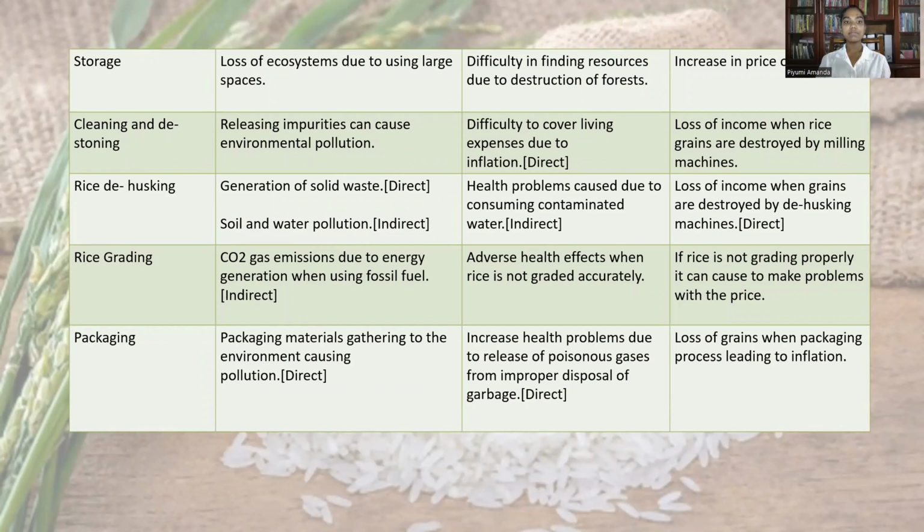In the packaging step, the last step, we can get as an environmental consequence packaging materials gathering in the environment causing pollution. Increased health problems due to release of poisonous gas from improper disposal of garbage can be taken as social consequences. Loss of grains in the packaging process leading to inflation is an indirect economic consequence.